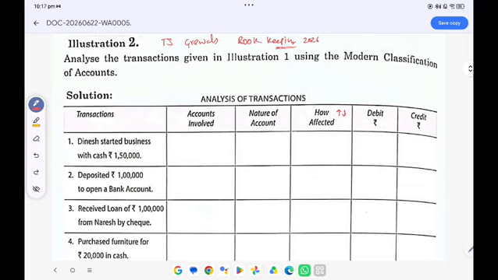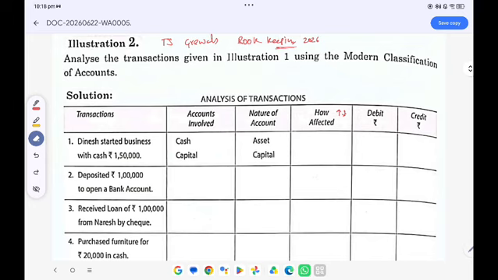Here they have given the question, transaction number 1: Dinesh started business with cash. One component is cash, the other one is Dinesh's capital. Dinesh is the owner, ourselves. So whatever amount we bring into the business is considered as capital. As you know, cash is an asset.